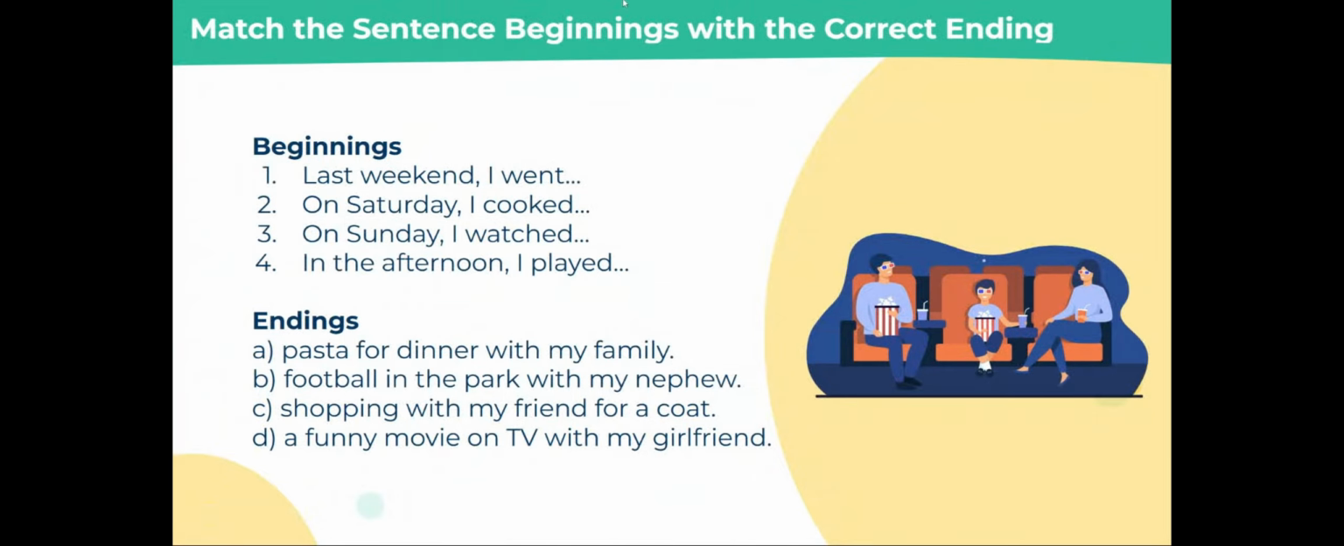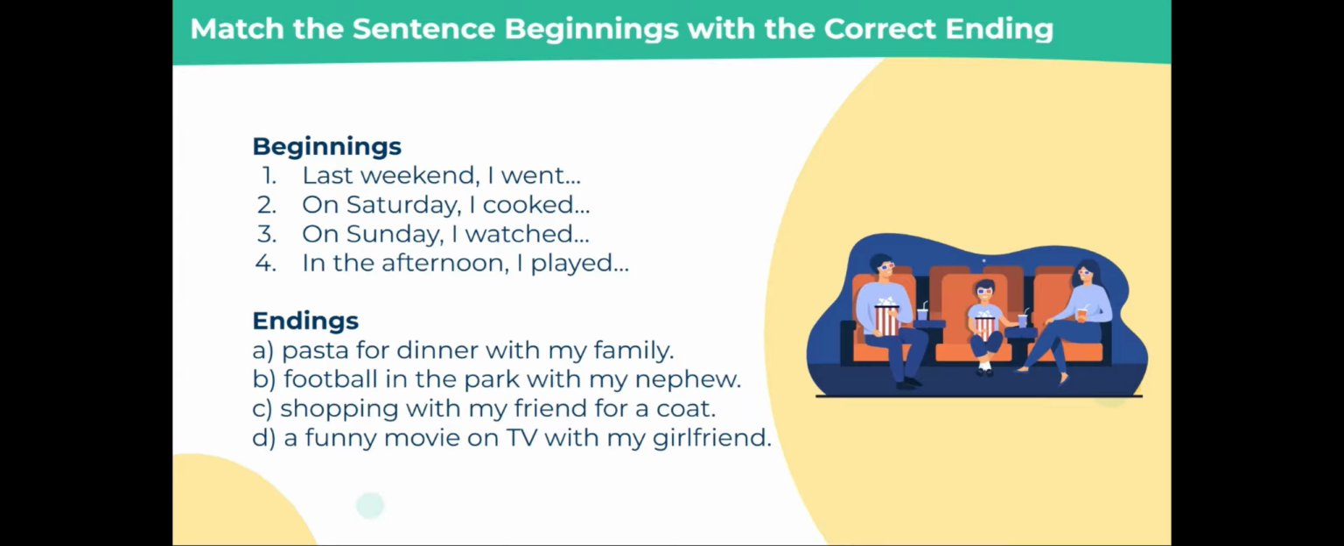So we've got one final exercise. I know we're very close to being over time, but match the sentence beginnings with the correct ending. Okay, so we want to match a number with a letter. So it's a final chat exercise for you guys today. Now the numbers are the beginnings and the letters are the endings. So the beginnings are number 1, last weekend I went. Number 2, on Saturday I cooked. Number 3, on Sunday I watched. Number 4, in the afternoon I played. Now you need to match either number 1, 2, 3 or 4 with the letters.